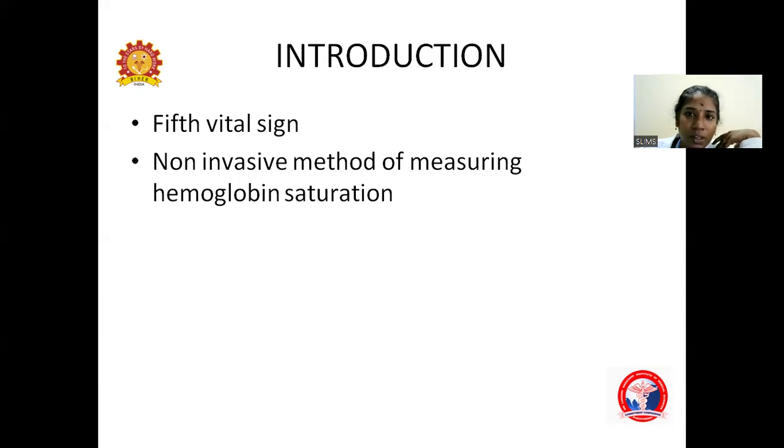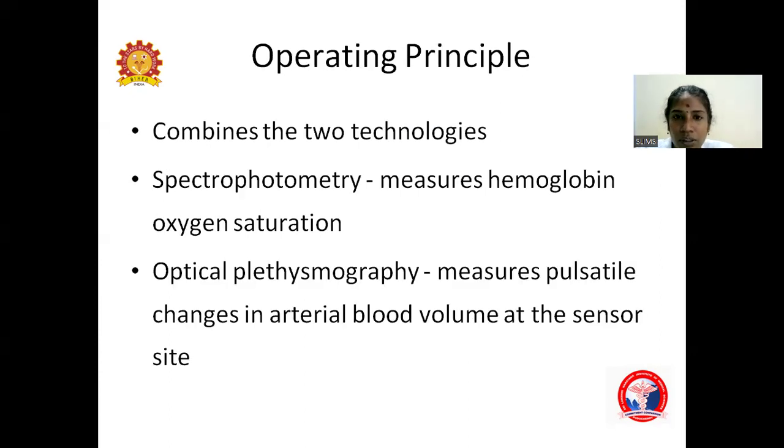Yes. So, moving on to the introduction. It is the fifth vital sign and one of the non-invasive methods for measuring hemoglobin saturation. The main operating principle used in our pulse oximeter is a combination of two methodologies. One is spectrophotometry and the other is optical plethysmography.